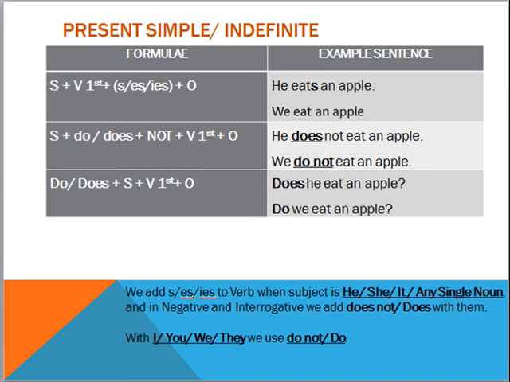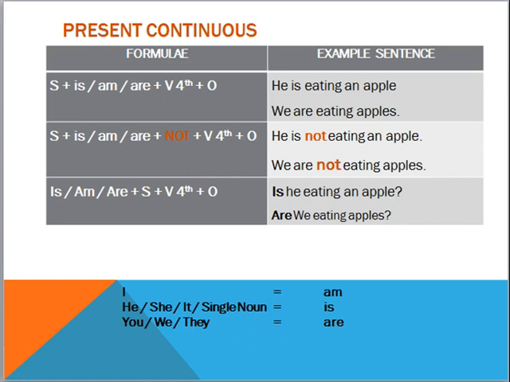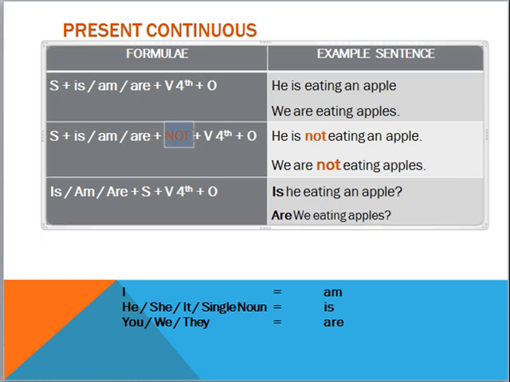Next to come is present continuous, and the formula is subject, then is/am/are plus verb fourth form and object. In negative form we put not after the is/am/are or helping verbs, and in interrogative we bring is/am/are in the beginning of the sentence.